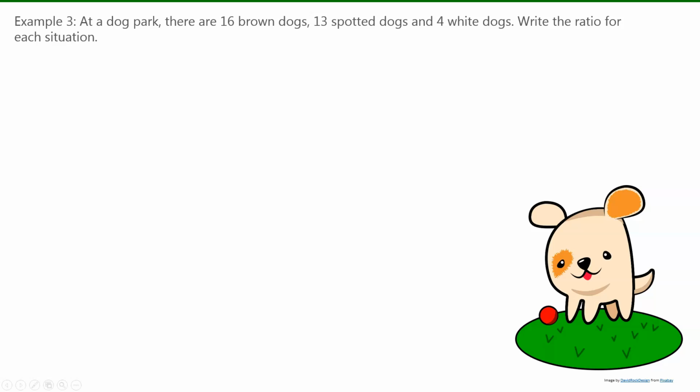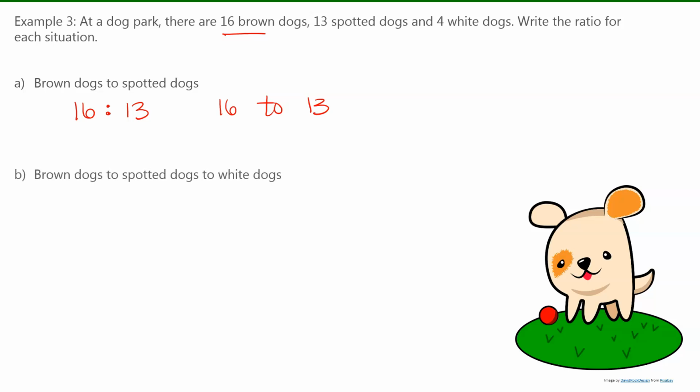Example 3. At a dog park, there are 16 brown dogs, 13 spotted dogs, and 4 white dogs. Write the ratio for each situation. Brown dogs to spotted dogs. So we would take the number of brown dogs, which is 16, and write that as a ratio with 13. So 16 colon 13. We could also write it as 16 to 13. It wouldn't make sense to write this as a fraction because this is a part-to-part ratio and not a part-to-whole ratio.